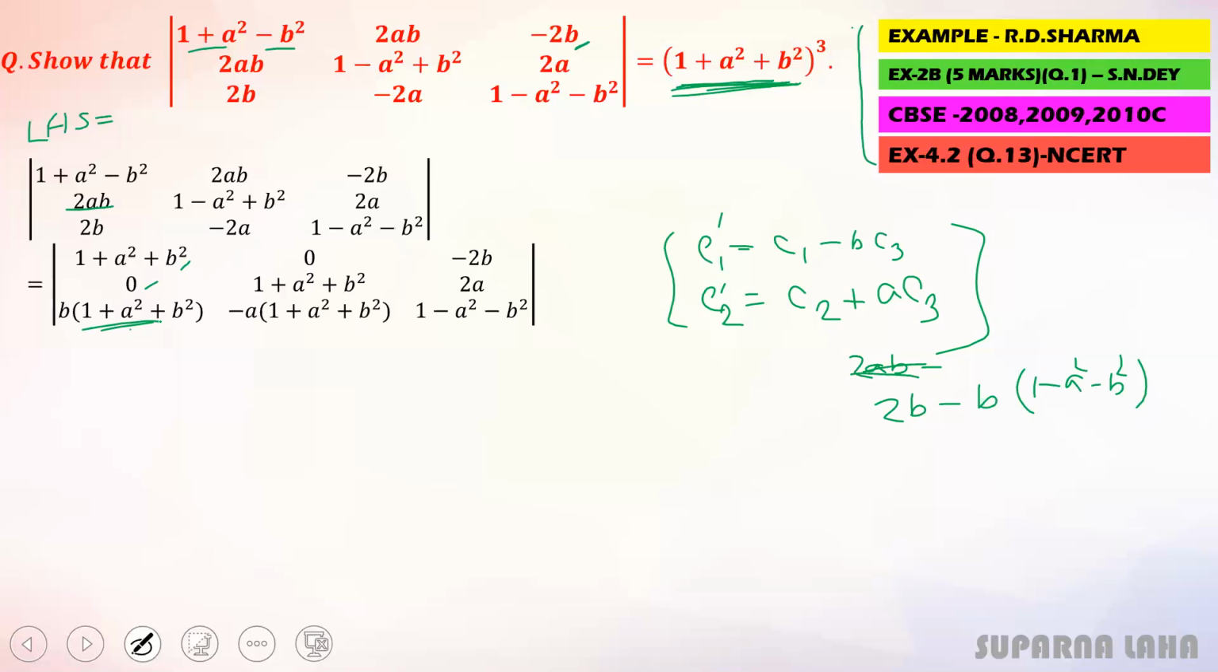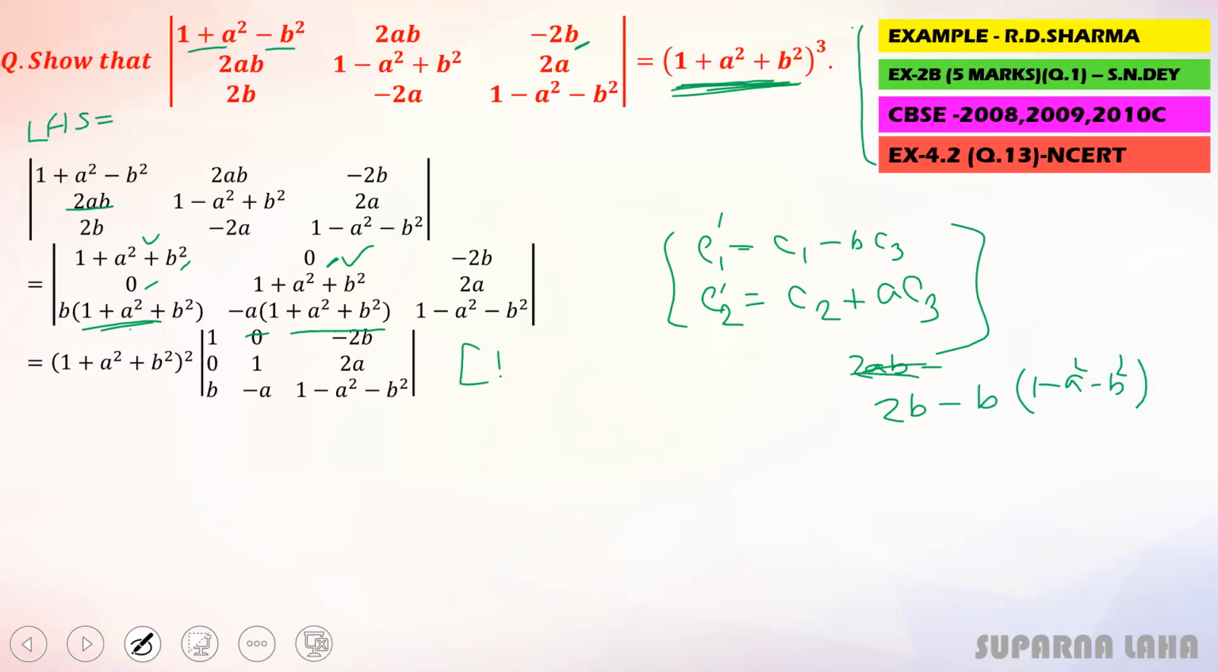Now moving for this next one, column 2. So 2ab plus 2ab is 0, hmm, and 1 minus a square plus b square plus 2a square. So this is 1 plus a square plus b square, and similarly minus a into 1 plus a square plus b square. Now you can take common 1 plus a square plus b square from this C1 also and from C2 also. So take common this one, that will be 1 plus a square plus b square, its whole square.